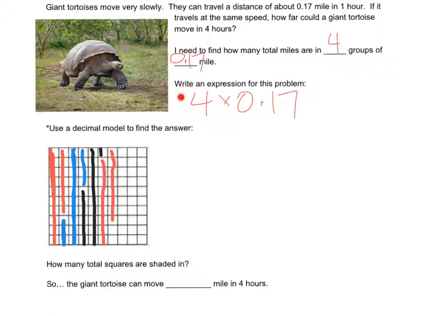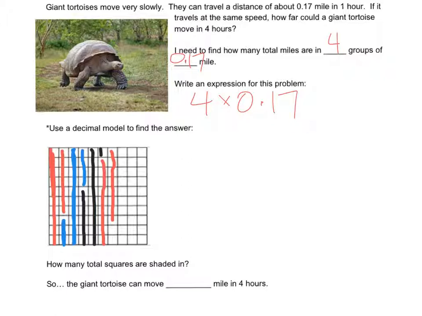4 groups, because I'm looking at 4 hours, so 4 groups. And then 17/100ths, how fast they can travel in an hour, 17/100ths of a mile. Each of these groups are shown right here. Here's my red, one group of 17/100ths. My blue is another group of 17/100ths. My black is another group of 17/100ths. And then my red again is that 4th group of 17/100ths.